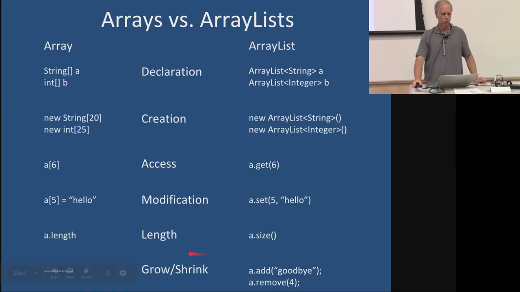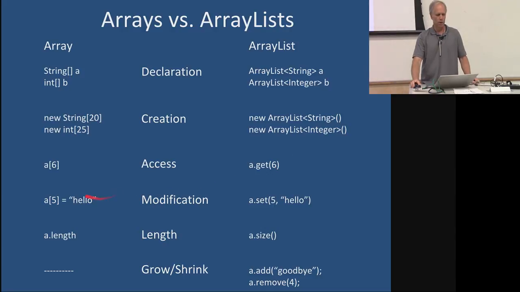Okay, to create a new array, you say new, type name, and then the size of the array in square brackets. So this creates a 20-element string array. This creates a 20-element int array. Over here, you say new ArrayList of string, and then empty parentheses. So that creates an empty array list of strings, an empty array list of integers. Over here, if you want to access the element at index 6, you say a sub 6. If you've got an array list, there's a get method, a.get(6). That gives you the element at index 6.